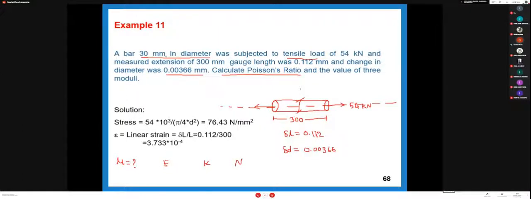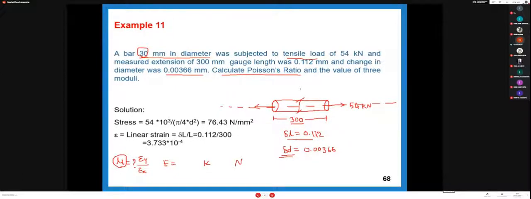So first of all, the original diameter is given, that is 30 mm, and the change in diameter is also given. So you can find out the lateral strain. Original length is given and change in length is also given. So you can find out the linear strain. So Poisson ratio is given by lateral strain by linear strain, meaning epsilon y by epsilon x. Lateral strain is related to the diameter and linear strain is related to the length. So using these equations, you can find out the Poisson ratio mu.